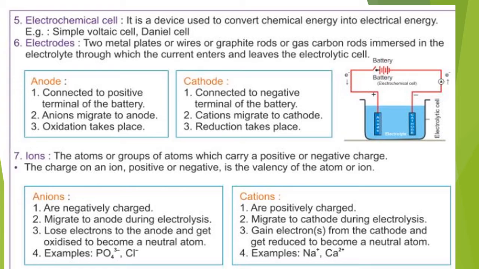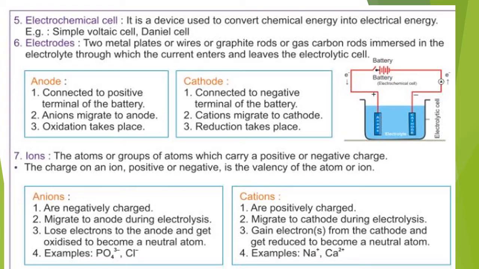In order to understand anode and cathode better: the anode is connected to the positive terminal of the battery. The ions migrate to the anode because, as we know, the anode is positively charged, so it attracts the negative ions, which are the anions, towards itself. Oxidation takes place here, whereas the cathode is connected to the negative terminal of the battery and cations migrate to the cathode. Reduction takes place here.